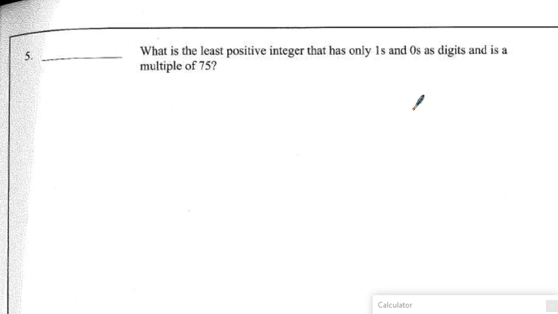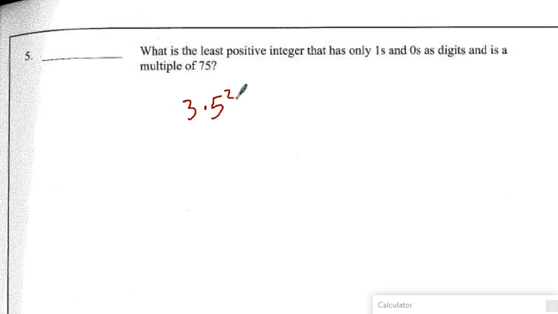So what is the least positive integer that has only ones and zeros as digits and is a multiple of 75? All right, so my gut reaction here is to take 75 down to prime factorization. So we know we have 3 times 5 squared.